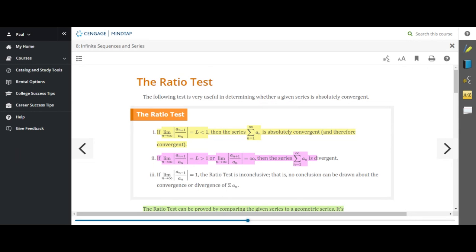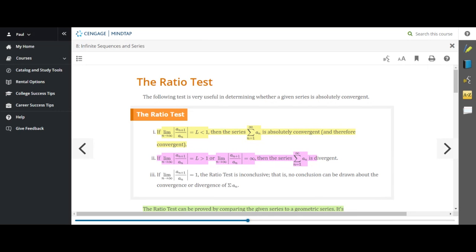What kind of series does that remind you of? The ratio test, parts 1 and 2. What series do we know where if the absolute value of the ratio is less than 1, the series converges, and if the absolute value of the ratio is greater than 1, the series diverges? That's right, Taj, a geometric series.